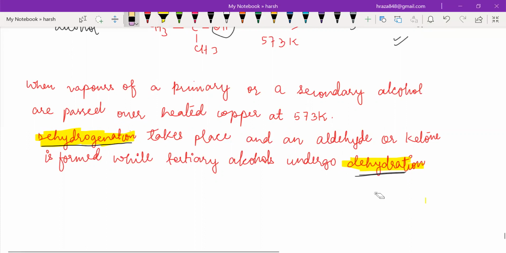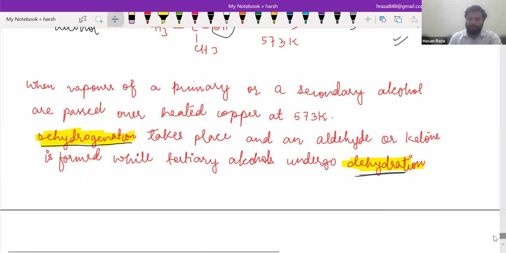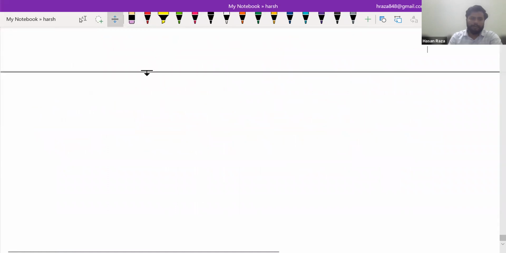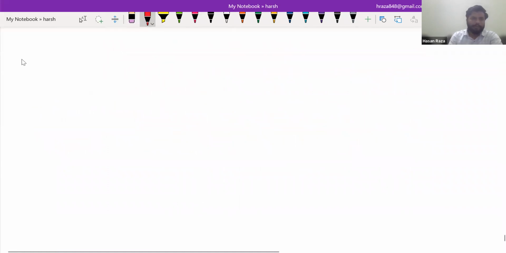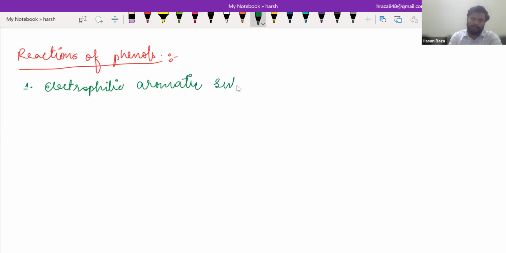Done, sir. Very good. So here are chemical reactions of alcohols completed. Now the next topic is basically the reactions of phenols. So in this we are going to study electrophilic aromatic substitution.